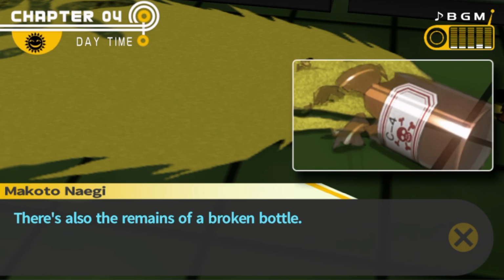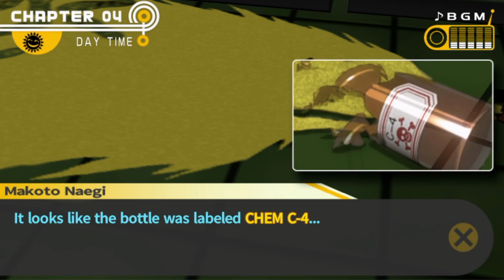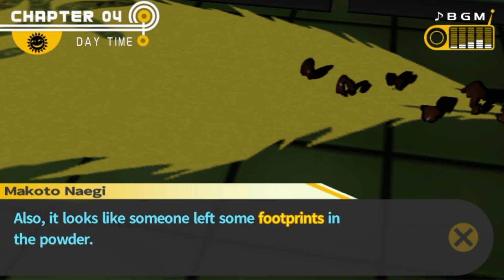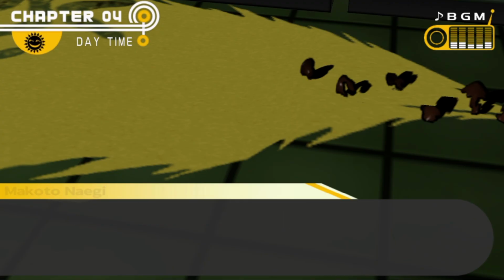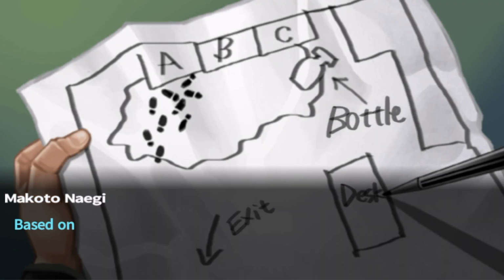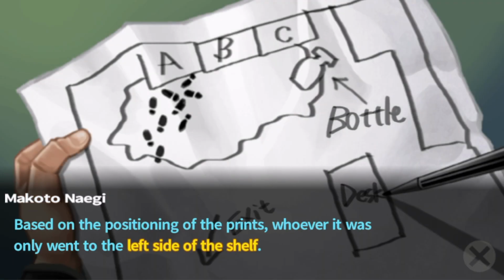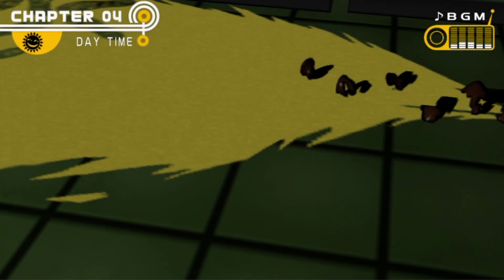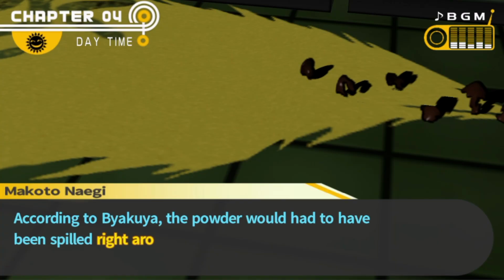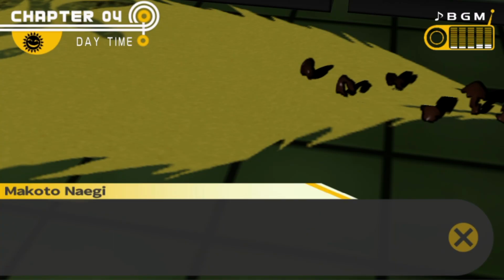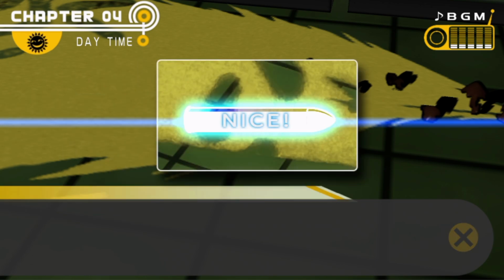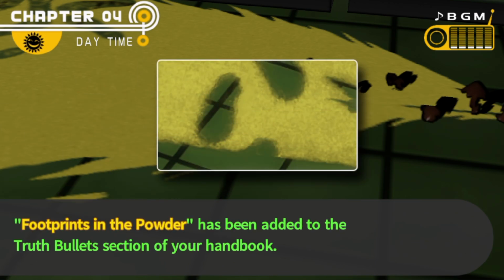There's also the remains of a broken bottle. It looks like the bottle was labeled C4. Isn't that an explosive? Also, it looks like someone left some footprints in the powder. Based on the position of the prints, they left shelved. According to Byakuya, the powder would have had to have been spilled right around the time of the incident. That's all I can tell for now. Okay, footprints in the powder have been added.